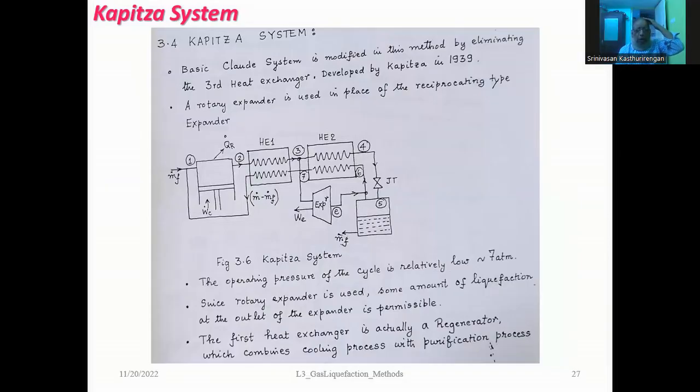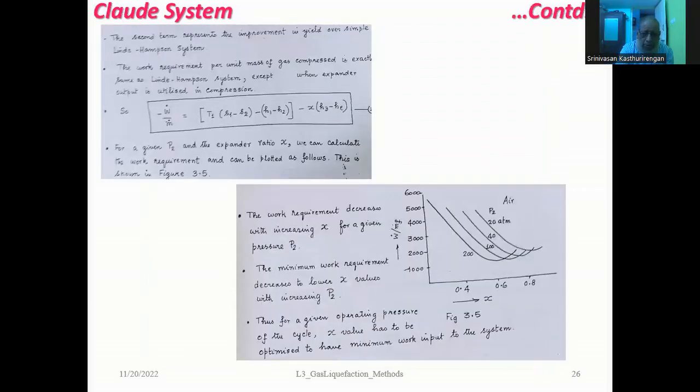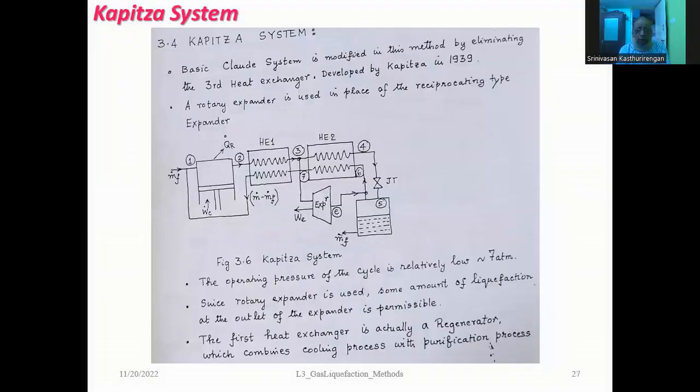We can also use a rotary expander in place of the reciprocating expander. So what we are seeing here is that if you are able to reduce the pressure and increase the X value, then you can operate at lower pressures and higher X values, and thereby the work requirement can be reduced compared to the earlier cycle called the Claude cycle. So we are making use of this here in the Kapitsa system. You can use an expander in this case, and you can also think of using a rotary expander in place of the reciprocating type expander.